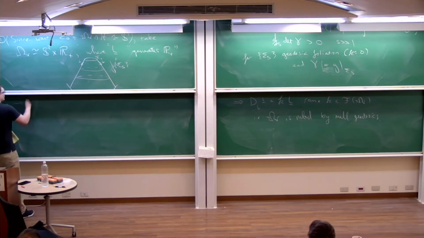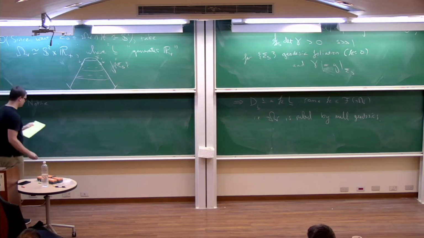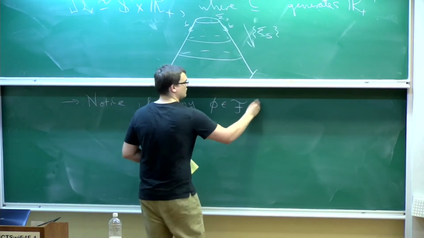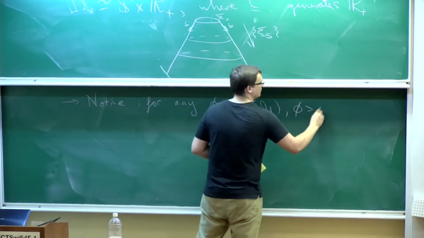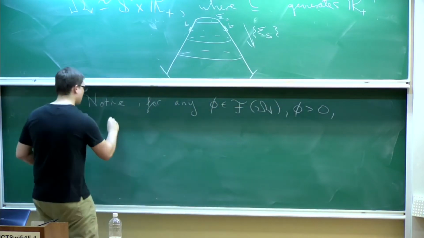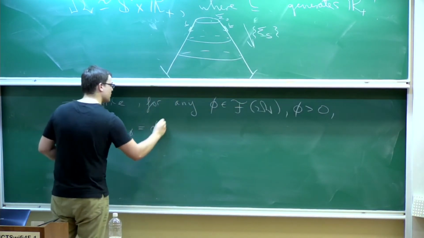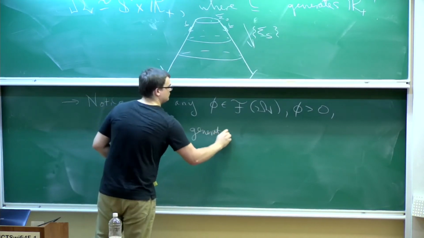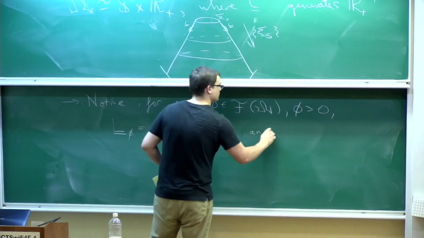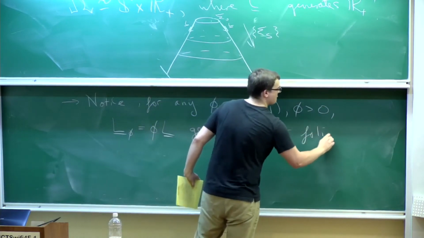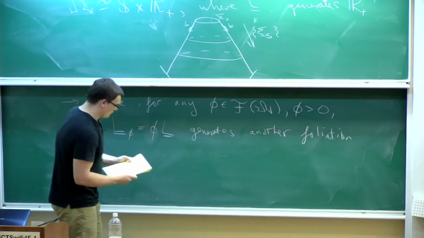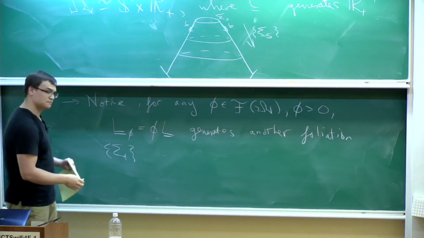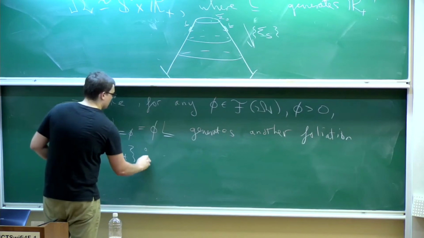So notice, if I choose any positive function on my null hypersurface, then simply by multiplying my vector field by this function, I can generate a new foliation, right? Another foliation. And let's call that sigma indexed by some parameter t. You mean you take this and look at a uniform curve?